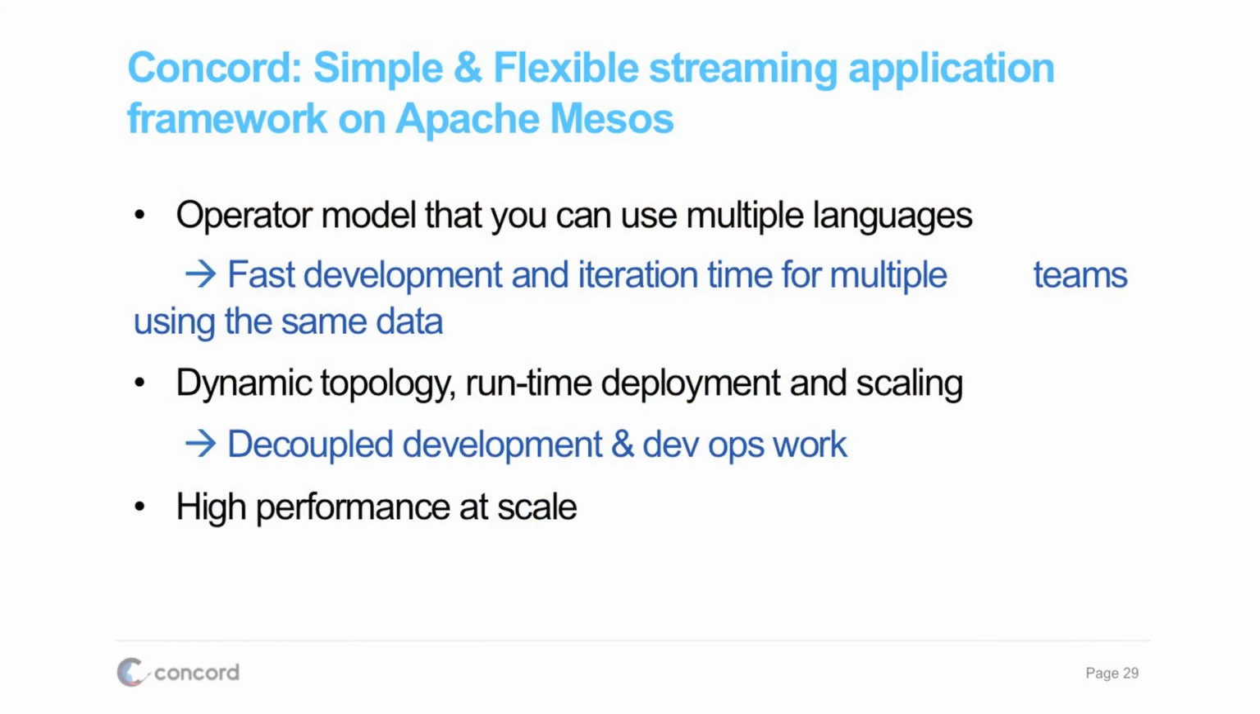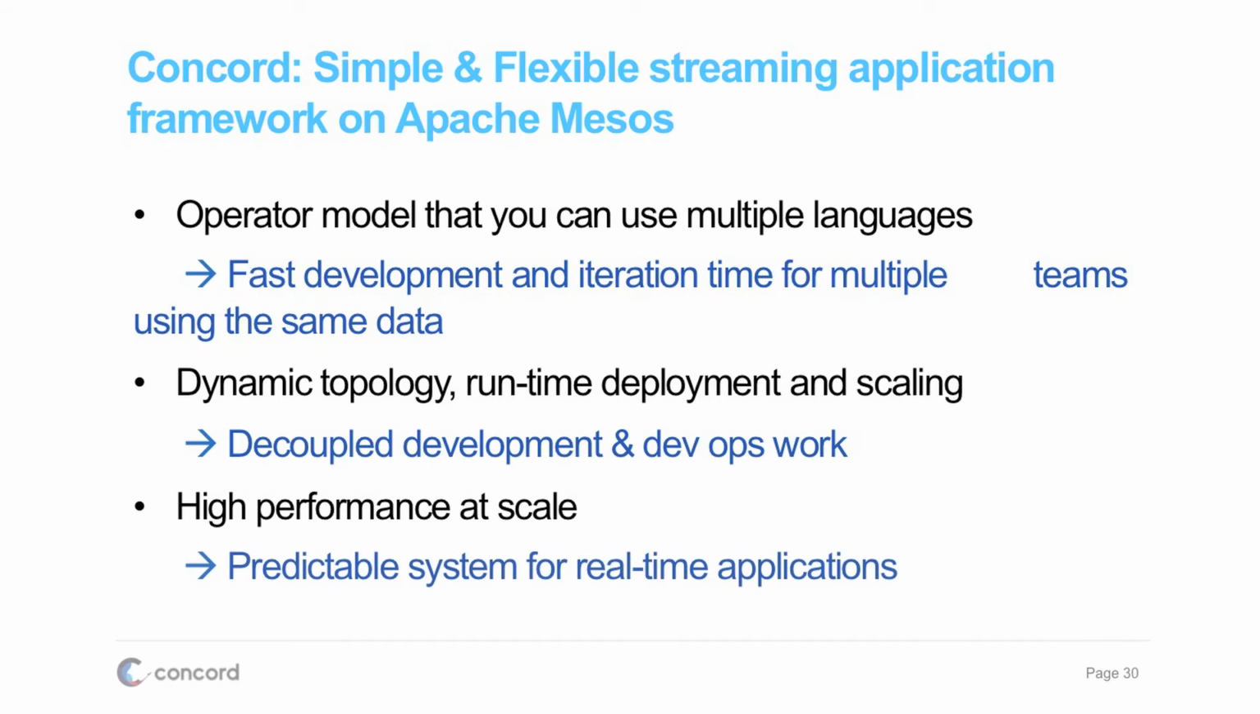And last but not least, Concorde is pretty performant at scale. We basically run any events at milliseconds of latency. Our framework's inside latency per event at P99 is about 10 milliseconds. And we want to have these performant applications run in a very predictable manner for real-time applications.